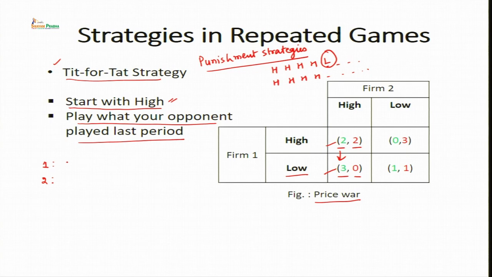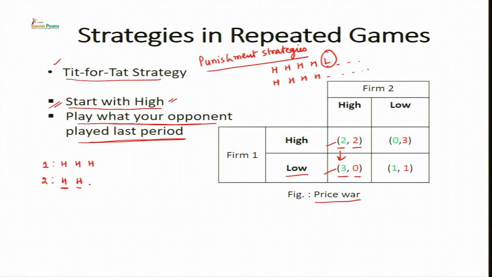So, suppose both firms start from high. Okay? So, this is how it will start from high. Then in the subsequent period, play what your opponent has played in the last period. So, again say now it comes, suppose player 2 plays H, so player 1 will play H as player 2 has played H in the last period. Now, again in the next period, suppose this again plays H, then player 1 will again play H as player 2 has played H in the last period.